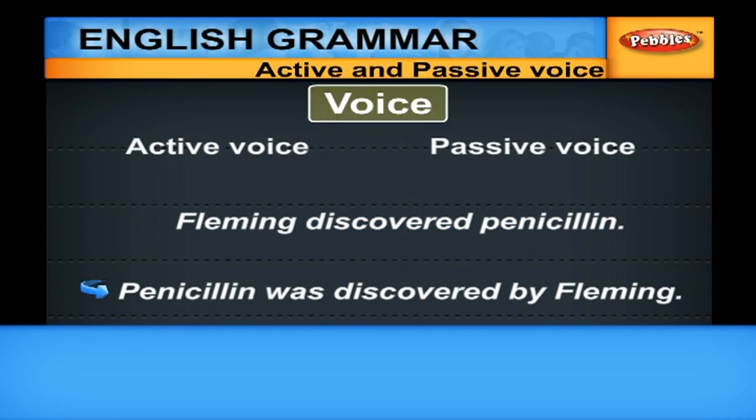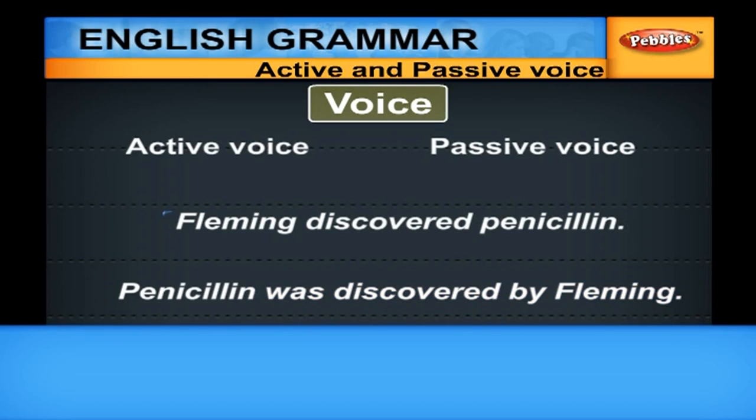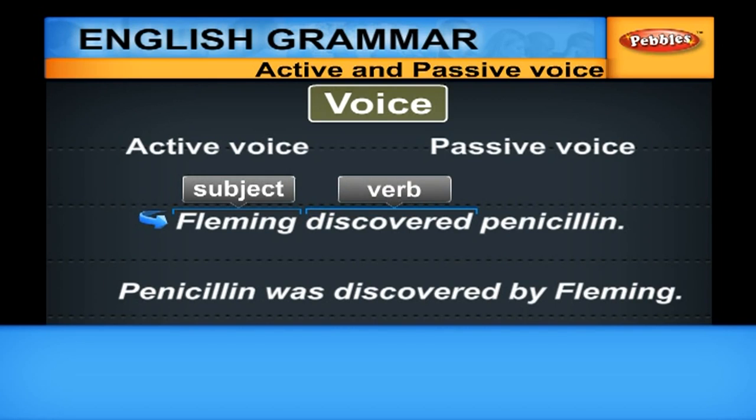In the second sentence, penicillin was discovered by Fleming. The sentence is about penicillin and what happened to penicillin. It was discovered by Fleming. In the first sentence, the subject is the doer. The subject is Fleming. What did Fleming do? He discovered. What did he discover? He discovered penicillin. Fleming is the subject, discovered is the verb, and penicillin is the object.